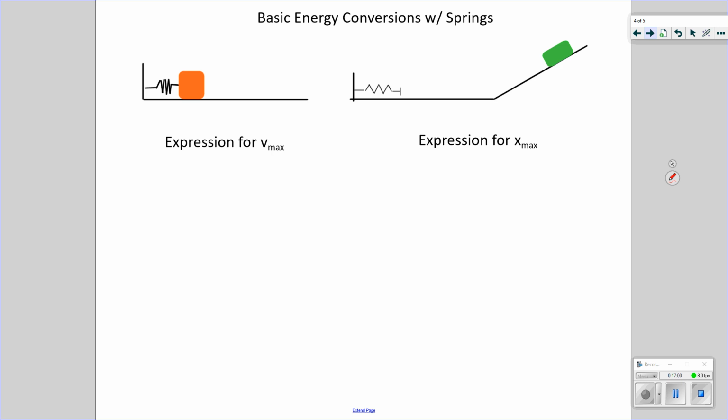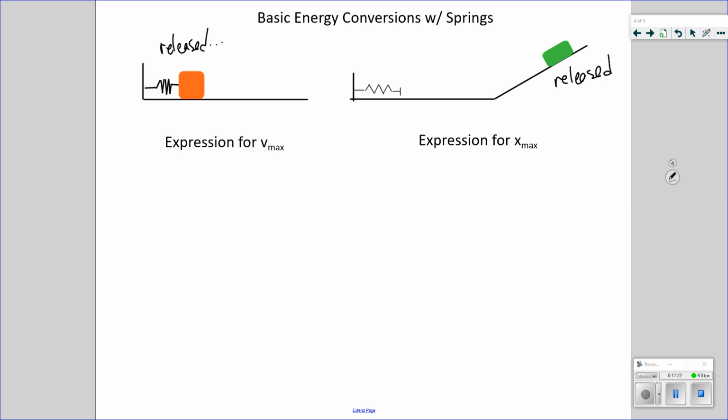So here, these are probably the 2 of the main ones. Let's do this. Yeah, let's say that this is a released from rest situation. Okay, we'll say released. Actually, we're going to say this one's released also.